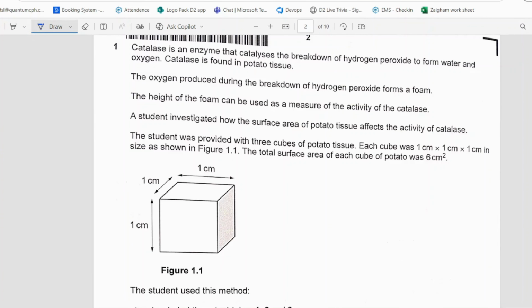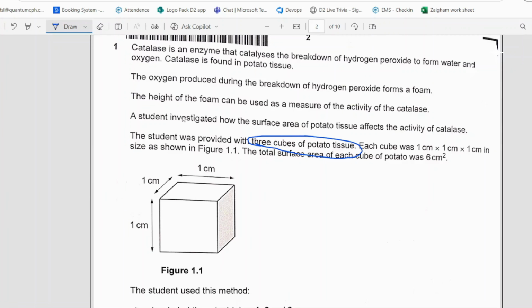Catalase is the enzyme that catalyzes the breakdown of hydrogen peroxide to form water and oxygen. Here they have given us 3 cubes of potato tissue. We have to investigate how the surface area of potato tissue affects the activity of catalase. The activity of catalase is measured by the height of foam, which is written over here.